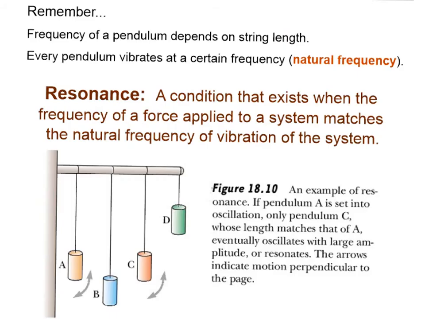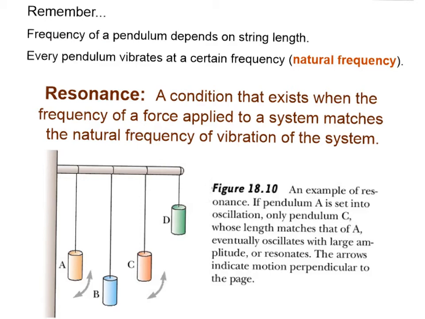So remember that the frequency of a pendulum depends on its string length. And every pendulum vibrates at a certain frequency. It's a natural frequency, depending on the string length. Resonance is a condition that exists when the frequency of a force applied to a system matches the natural frequency of the vibration in that system. And let me give you an example because I think it's easier to understand.